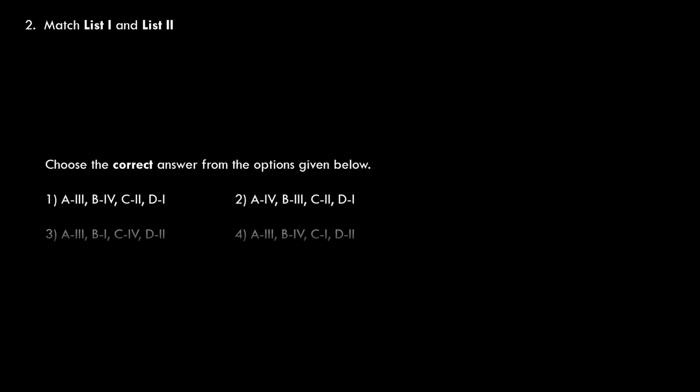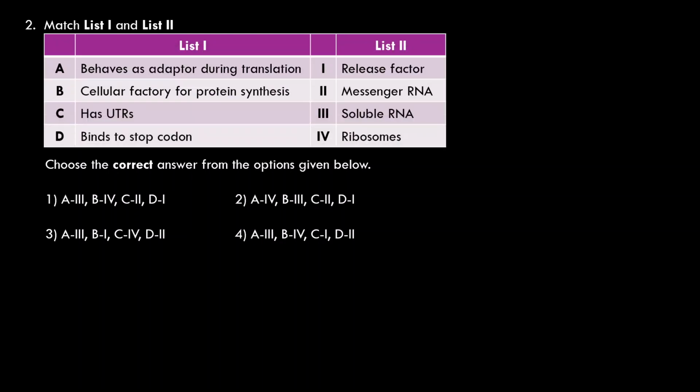Coming to the next question. Which one behaves as an adapter during translation? That is transfer RNA, or soluble RNA. So A3. Cellular factory for protein synthesis: this is ribosomes. So B4.